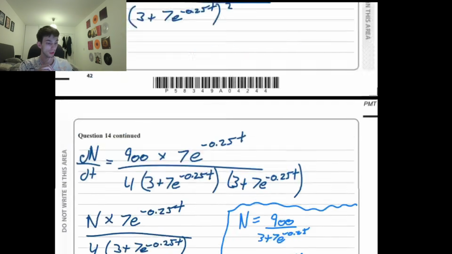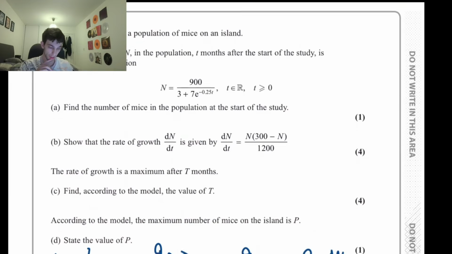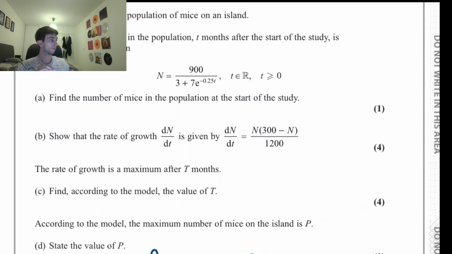So quite a lot of algebra, quite a lot of manipulation. You could have gone about it in slightly different ways, but you'll eventually get to the right answer depending on the substitutions you make first. But yeah, that is your answer to part B.